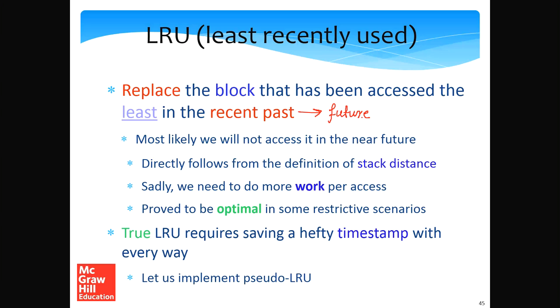So what we do now is try to find that block which was maybe accessed the least in the last 100 cycles or something like that. This follows directly from the definition of stack distance. So we are essentially choosing a line which is the lowest in the stack, but we can't really maintain a stack. It would involve a lot of work. And it's not possible to do that with a limited number of bits in hardware, even though this approach has been proven to be optimal in some scenarios. So true LRU is hard. Let us instead implement something called a pseudo LRU, which in a sense gives us most of what LRU promises.